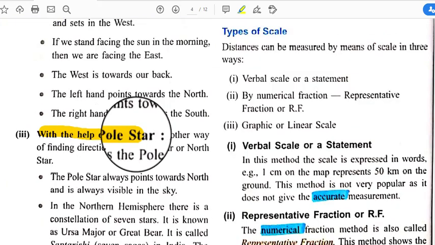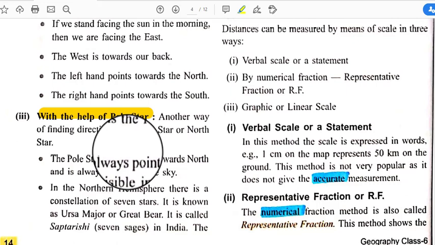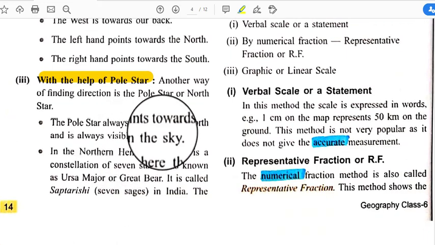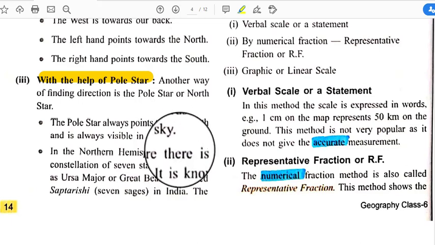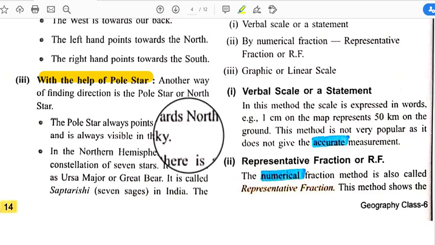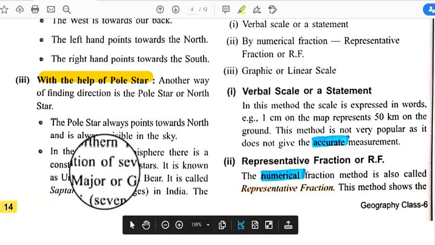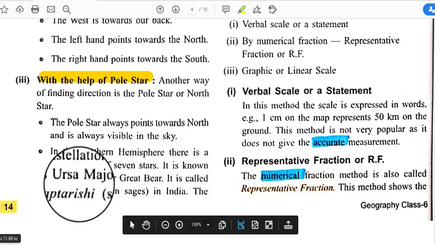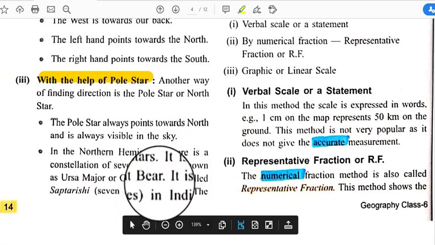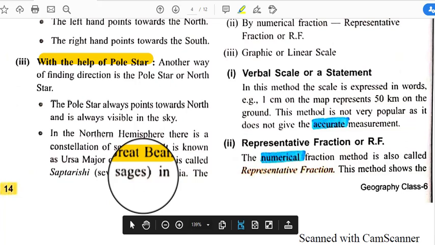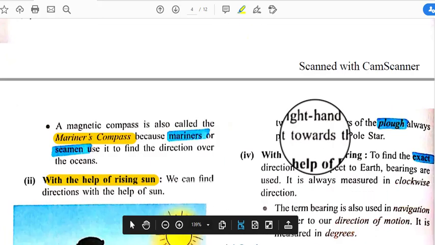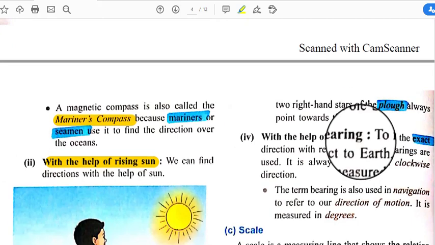Another method is with the help of the pole star. Another way of finding direction is the pole star or north star. The pole star always points towards the north and is always visible in the sky. So if we can identify the northern side, then we can easily identify the other sides. In the northern hemisphere there is a constellation of 7 stars. It is known as Ursa Major or Great Bear, and it is called Saptarshi, which means 7 stars are there. The two right hand stars of the plow always point towards the pole star.